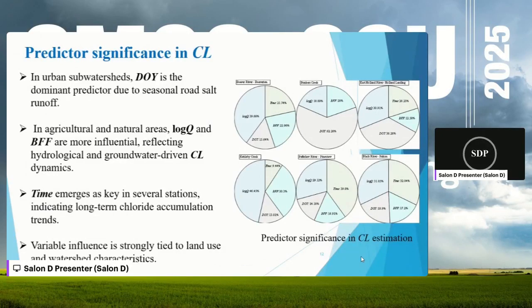Base flow fraction is also important in some watersheds, such as Beaver River, which shows the importance of groundwater in chloride release and storage. Time also emerges as an important variable in some stations, which shows the long-term chloride accumulation and climate variability.